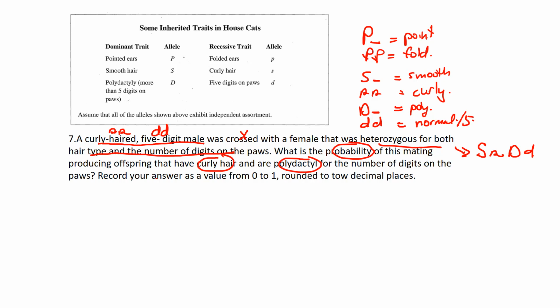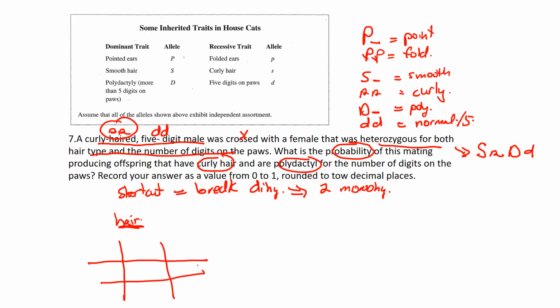So the best way to do these questions, and this is a shortcut, is to break the dihybrid into two monohybrids, isolating those traits. We're going to put the trait for hair over here. We're going to look at the hair genotype of one of the parents, little s, little s, and make a little monohybrid like that, and isolate that one into our Punnett square. Then we're going to take the other parent's genotype for the hair and put that down the side. I won't draw arrows because that's going to get really messy, but big S, little s.